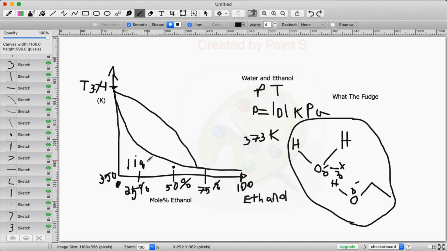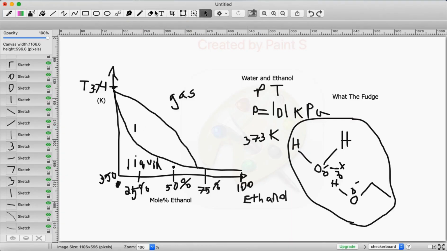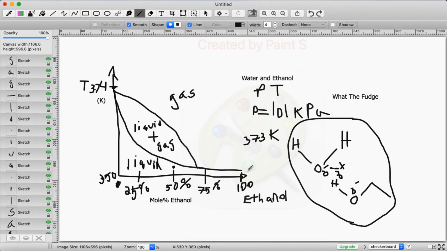Okay? So we have liquid. This is liquid. And then this is gas. And then this is both. This is both in here. I'll write it. Liquid. So that's so cool. Now let's increase temperature. Let's say we add 50%, and we increase temperature to here.